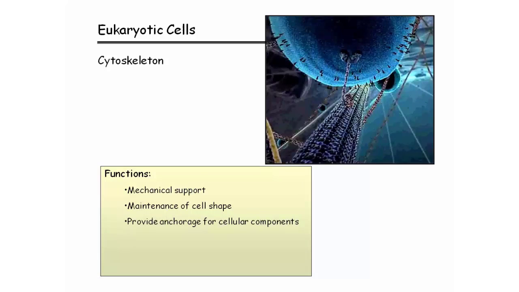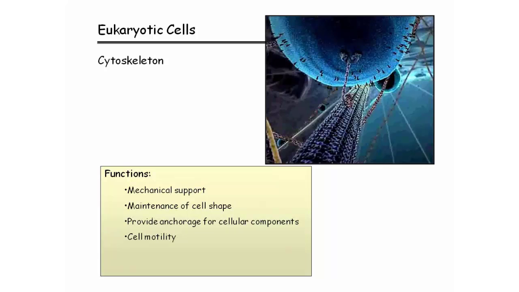Additionally, it does provide anchorage for cellular components. So this means that if you have a mitochondria, it's not just randomly floating about in the cytoplasm. It is going to be in a specific location because it can be attached to the cytoskeleton or kind of blocked off with the cytoskeleton.